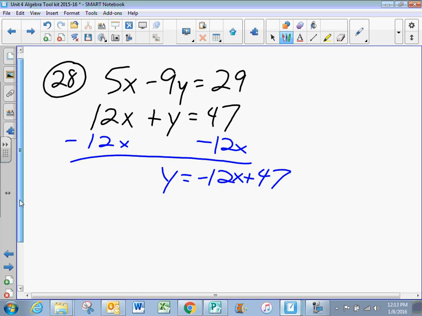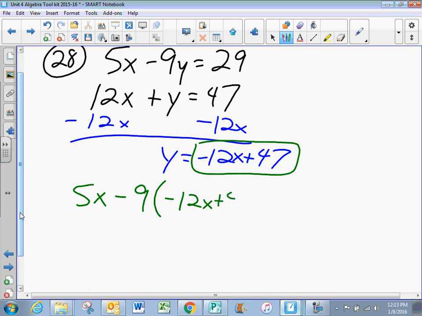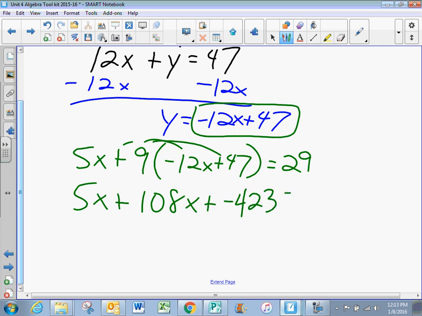I didn't do that, but I want to write it. It's okay. So I'm going to plug this in for y into the top equation, right? 5x minus 9 times negative 12x plus 47 equals 29. This is not a 9, it's a negative 9, so I'm going to make sure I know that by writing plus and negative. I'm going to distribute, and that'd be negative 360 plus 63 is 423. Then I simplify. 5 and 108 is 113.